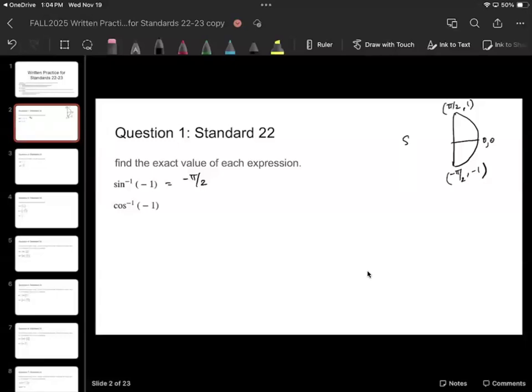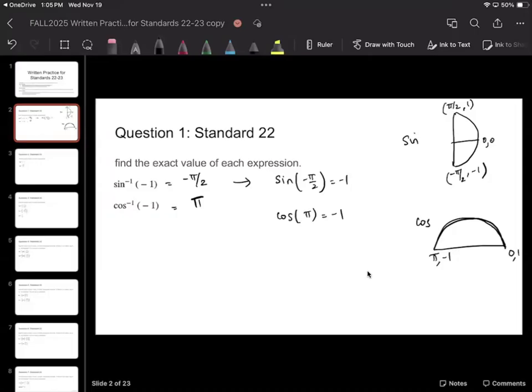Now this is for sine. For cosine, it is defined from 0 to pi. So when the angle is 0, cosine has a value of 1. And when this is pi, it has a value of negative 1. So this is where it is defined, which means cosine inverse of negative 1 is pi, right? So in other words, what we are saying is that sine of negative pi over 2 is negative 1. Likewise, cosine of pi is also negative 1.